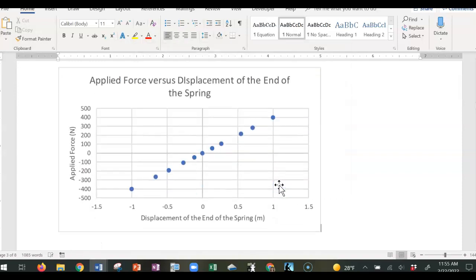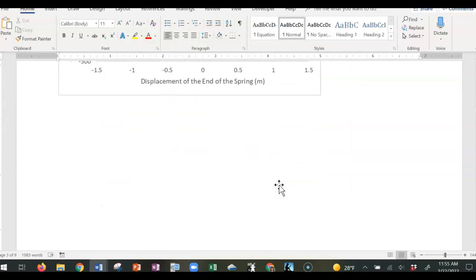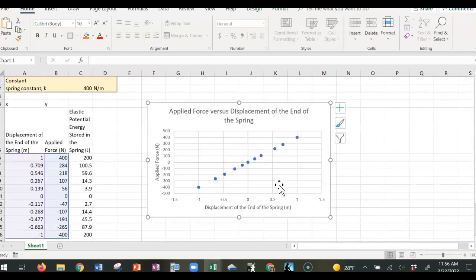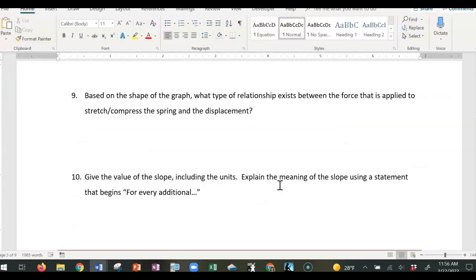There we go. Okay. So then it says, based on the shape of the graph, what type of relationship exists between the applied force and the displacement of the spring? Well, I'm sure that you can also tell that the shape of this graph is linear. So I'm just going to say this. The graph of applied force versus the displacement of the end of the spring is linear.